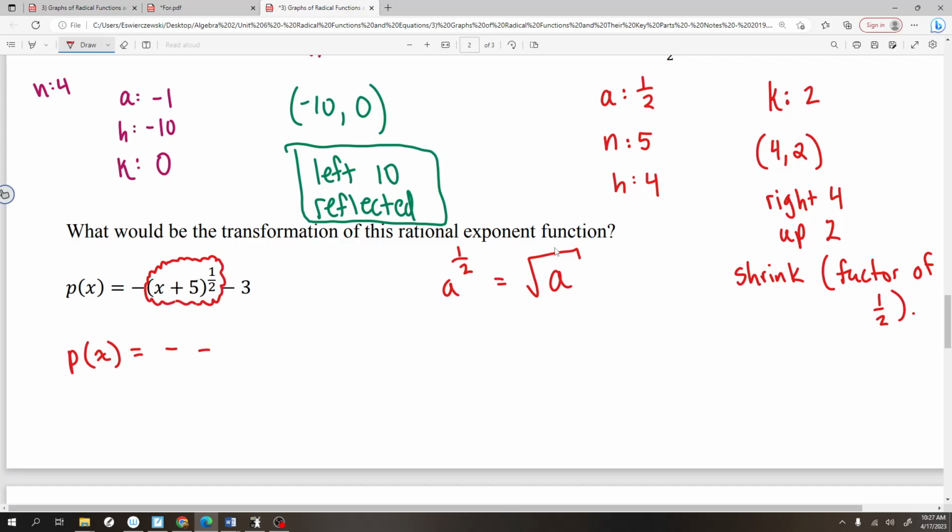which means I can rewrite this as what? What can I rewrite that as? The square root of what? X plus 5. Minus 3 stays. Now, what is H comma K?